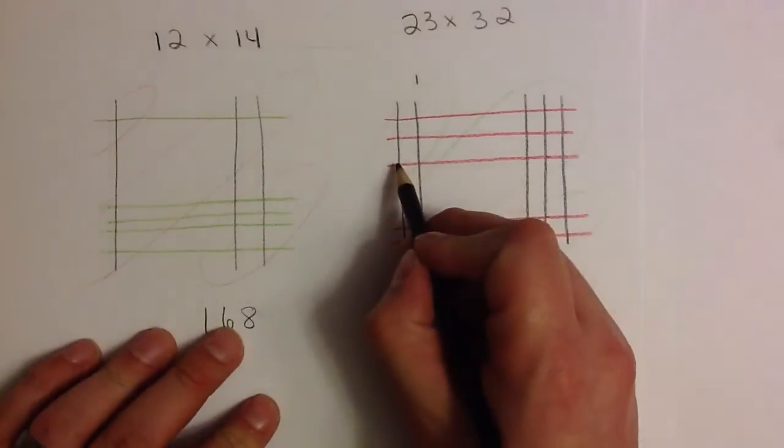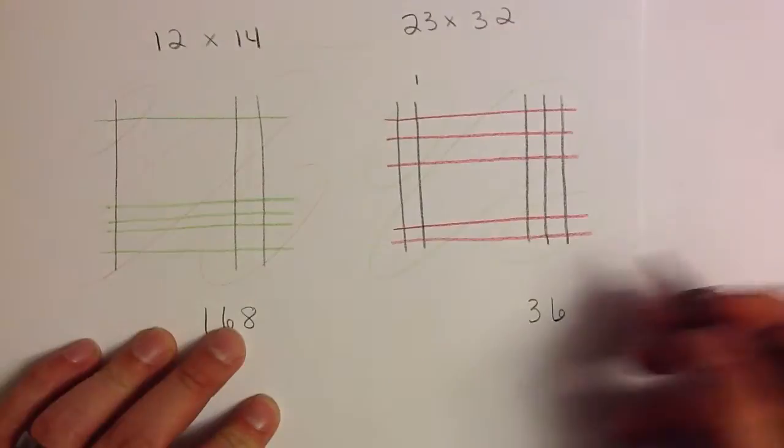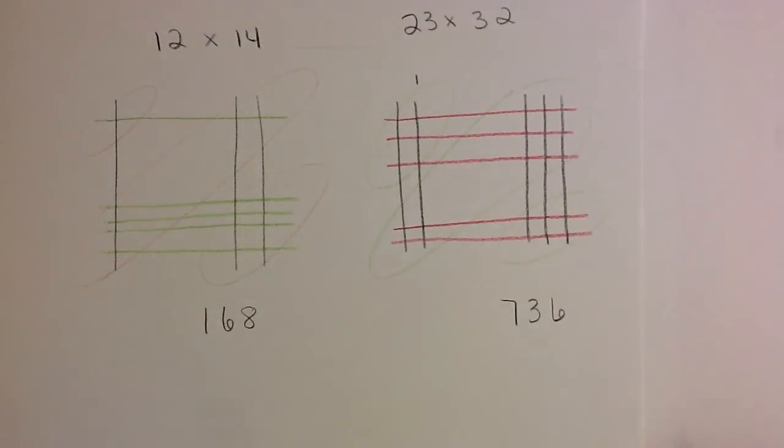Now let's count these intersections. 1, 2, 3, 4, 5, 6, and then 7. So I write down the 7. So 736.